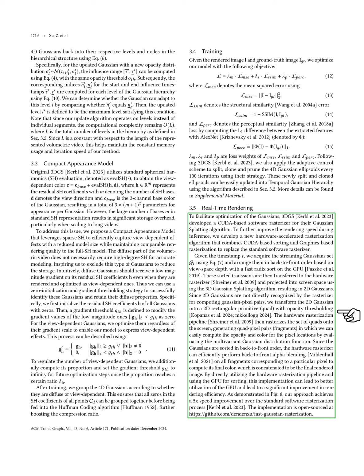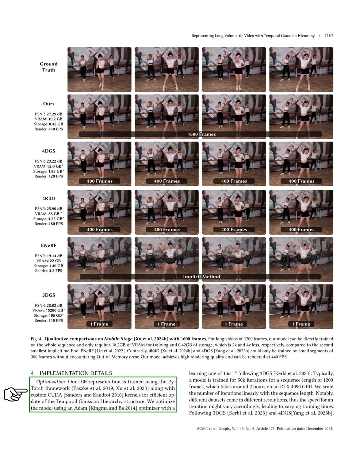Section: Optimization. In this section, we describe our optimization process. We train our temporal Gaussian hierarchy representation using the PyTorch framework and custom CUDA kernels to efficiently update the structure. We utilize the Atom optimizer with a learning rate of 0.95, as referenced in 3DGS. Typically, we train the model for 50,000 iterations with a sequence length of 1,200 frames, which takes about 2 hours on an RTX 4090 GPU.